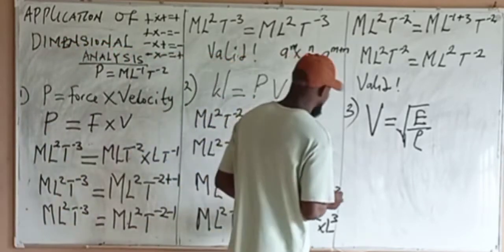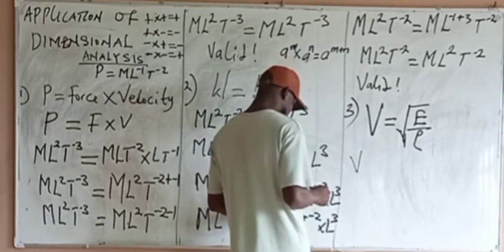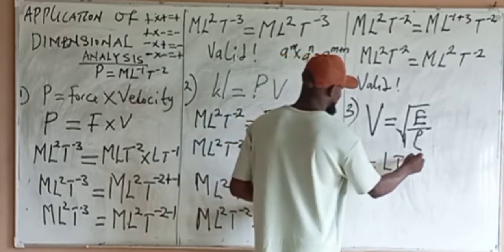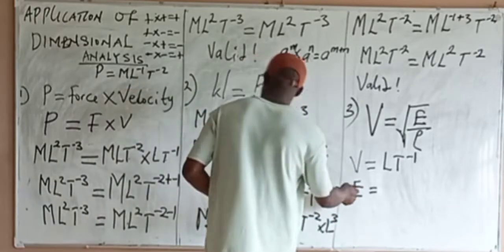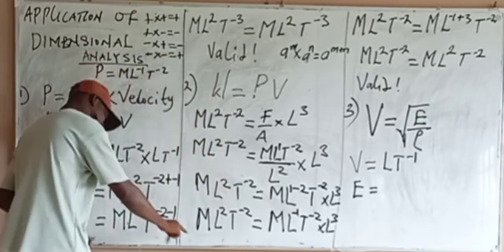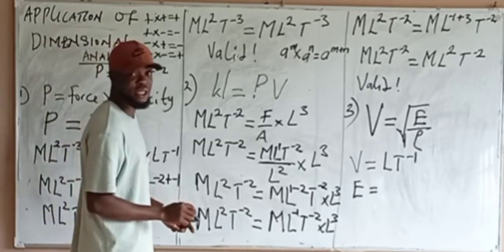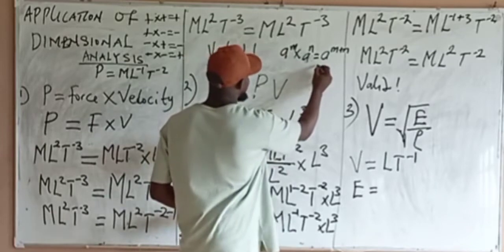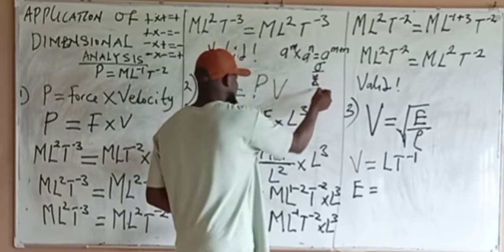Now let's check if it is valid. Now we already know the dimension of velocity, let's get that dimension. Velocity is L T raised to power minus 1. Then for Young's modulus, what will be the dimension? Young's modulus has the same dimension as pressure and as stress. Take note of that. Young's modulus is stress over strain. So strain is dimensionless.